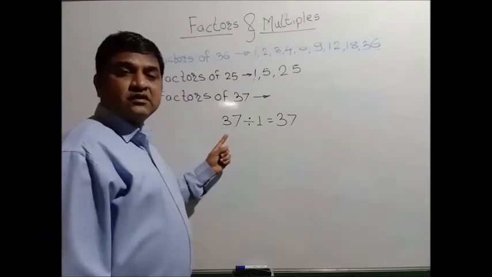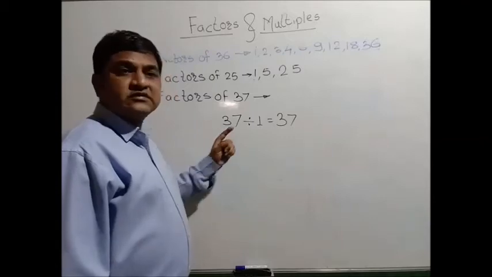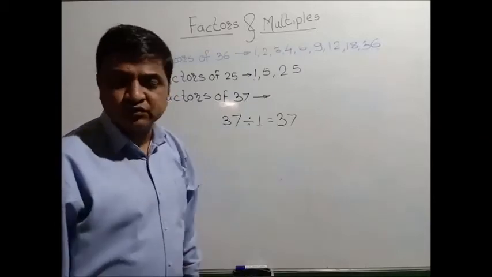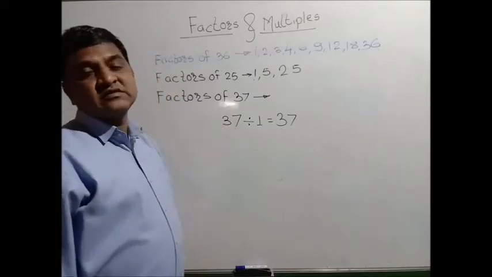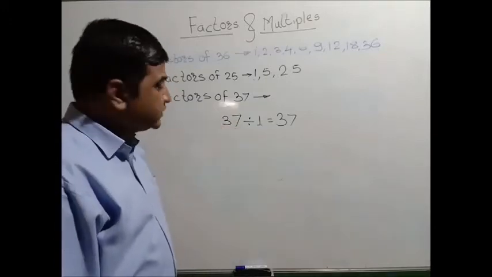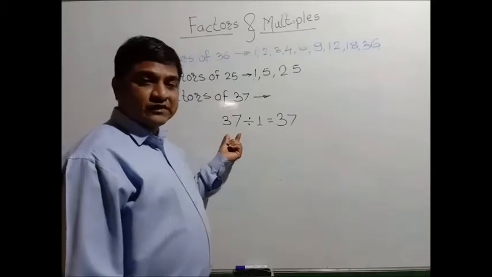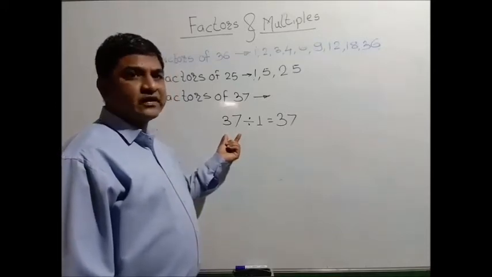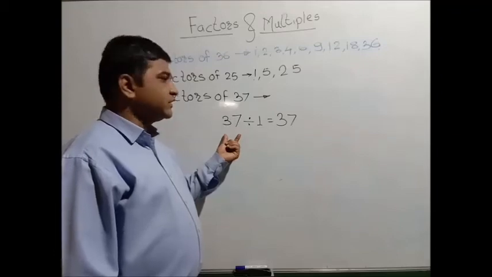6 6s are 36. 6 7s are 42. So from 36 we are directly going to 42. We are not having 37 in the table of 6. Even not in the table of 7. We don't have 37 in the table of 8, not in the table of 9, not in the table of 10.